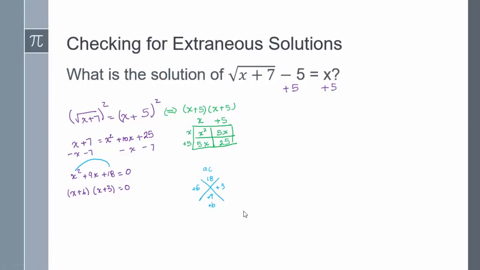So the factored form of x squared plus 9x plus 18 is (x plus 6)(x plus 3), and that is equal to 0. Solve each factored form for x, and we get x is equal to negative 6 and x is equal to negative 3.